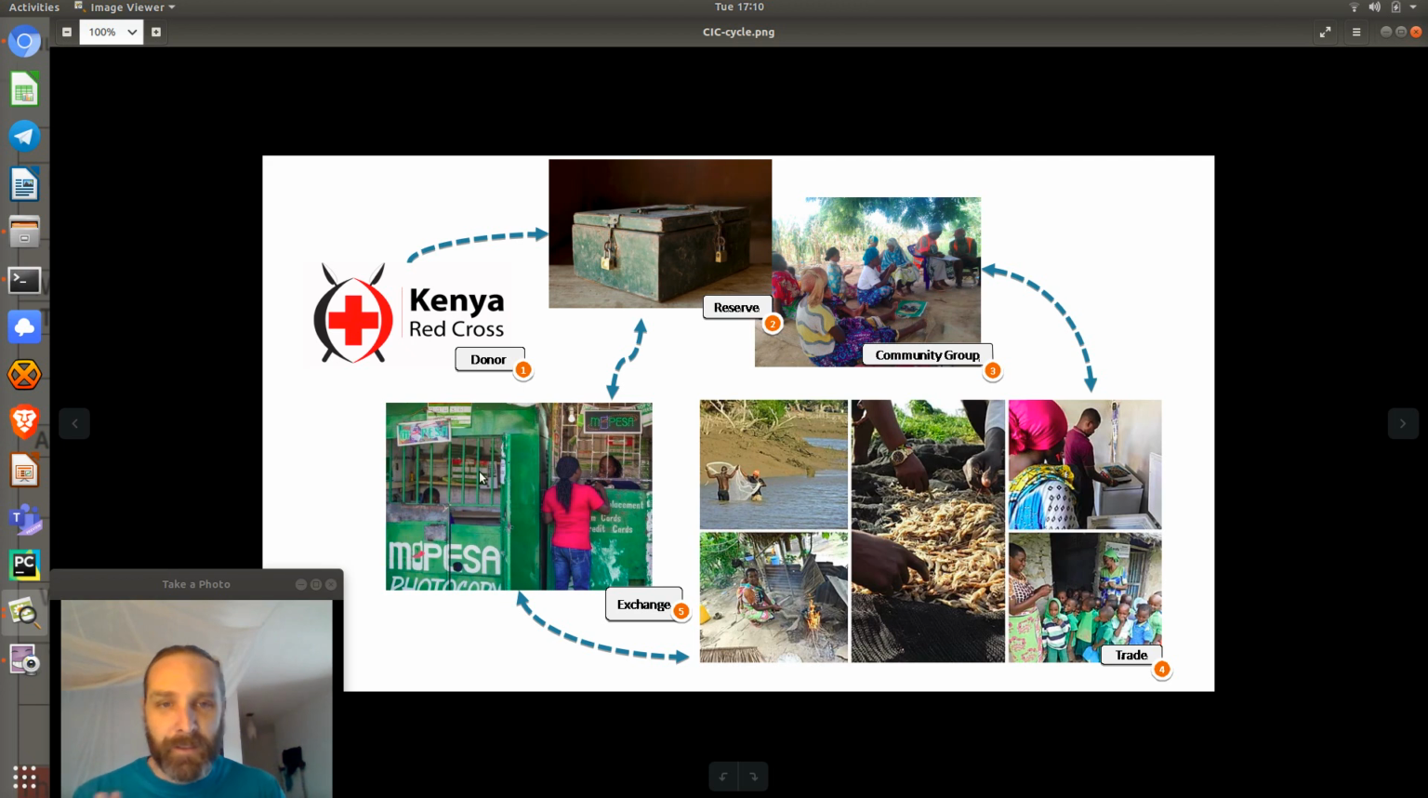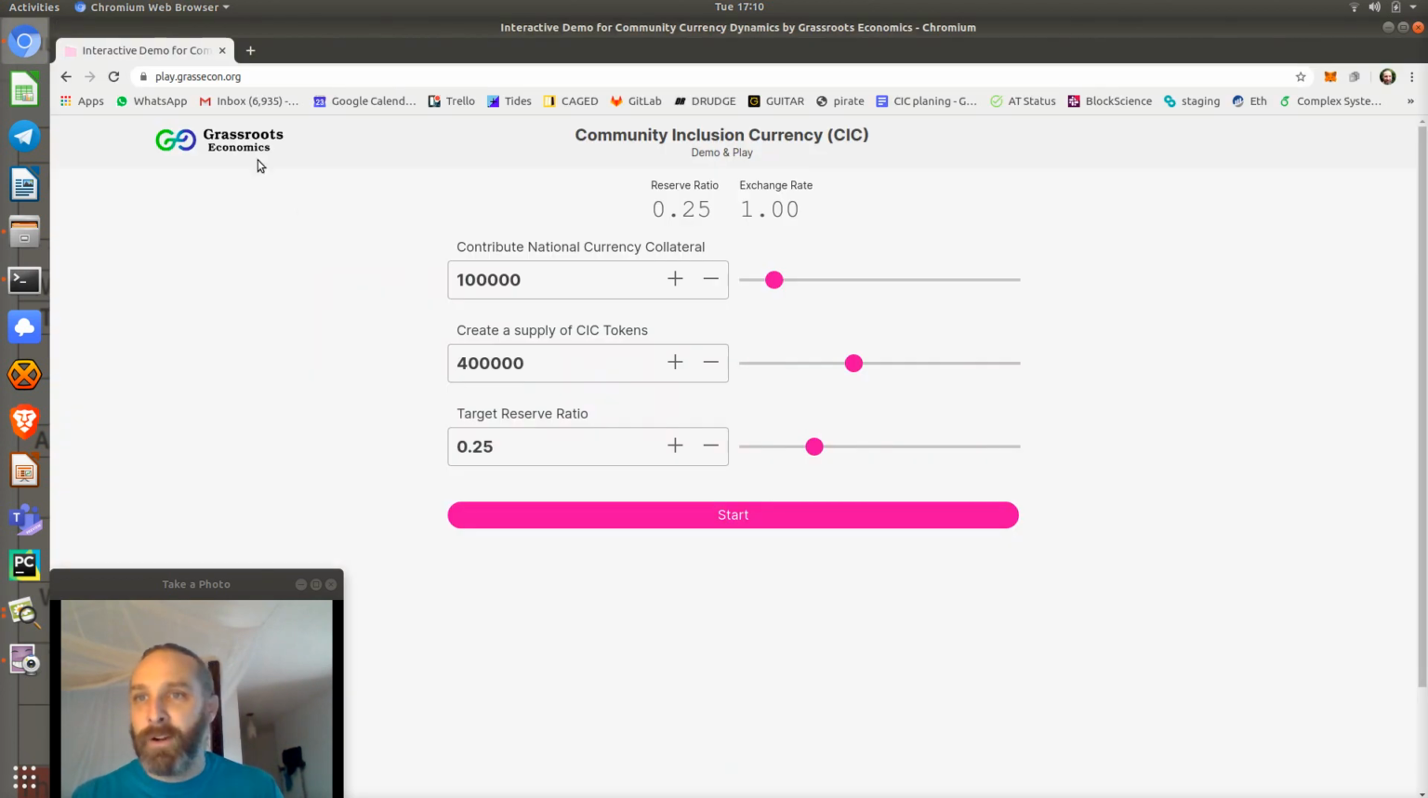So we're gonna go into a little demo of this, and I hope it'll make a little bit more intuitive sense. So you can actually do this on your browser as well. It's play.grasseecon.org.